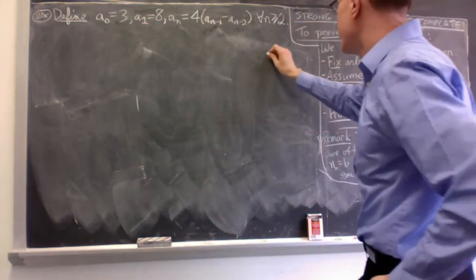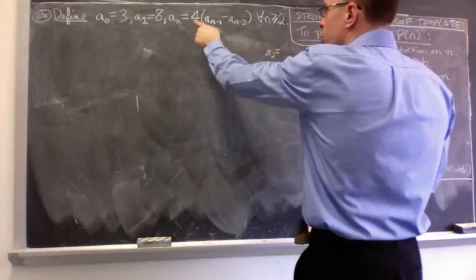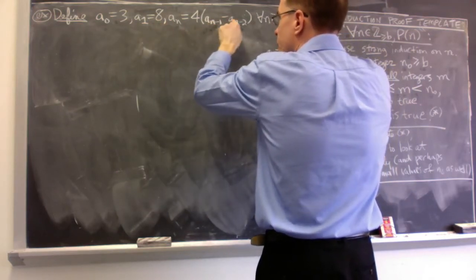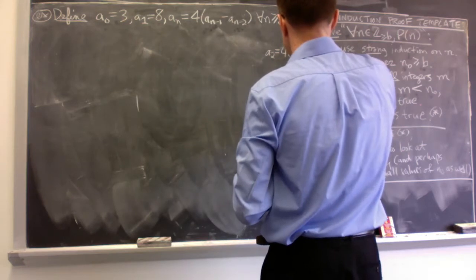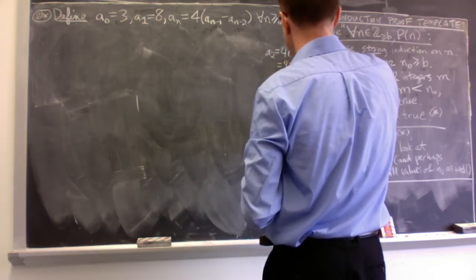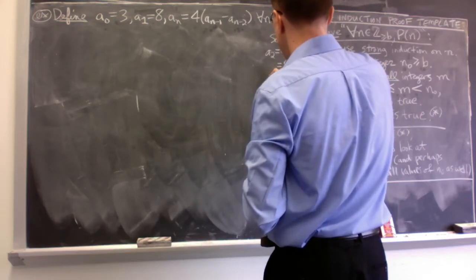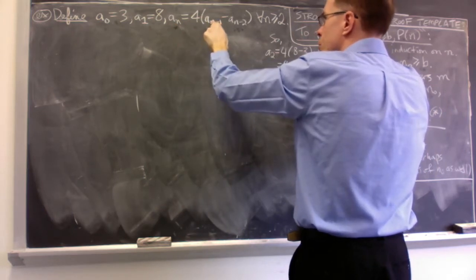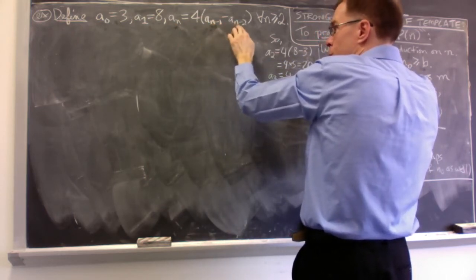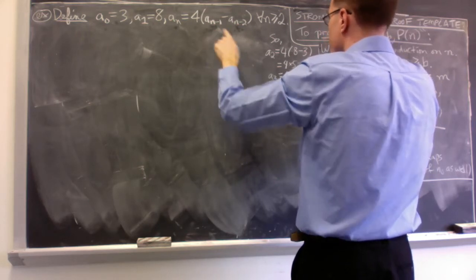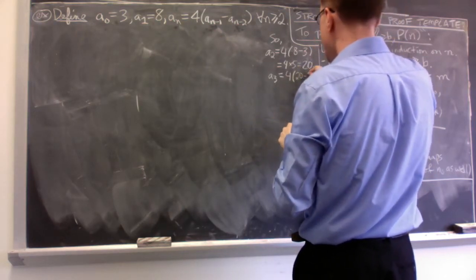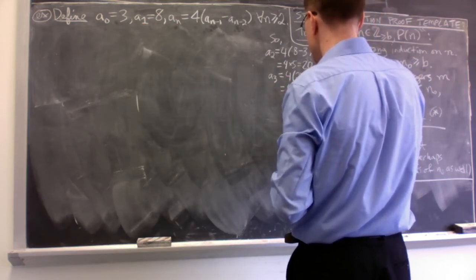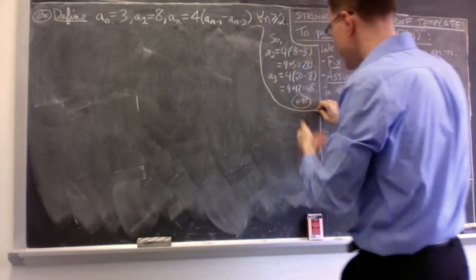And just as an example of this calculation, what's A2? It's 4 times A1 minus A0, so 20. And A3, now you can get A3. So A3 is 4 times A2 minus A1. So this is the previous thing and the one before that. So you take 4 times 20 minus 8. So you get 48, etc. Just as an example of the recursion.